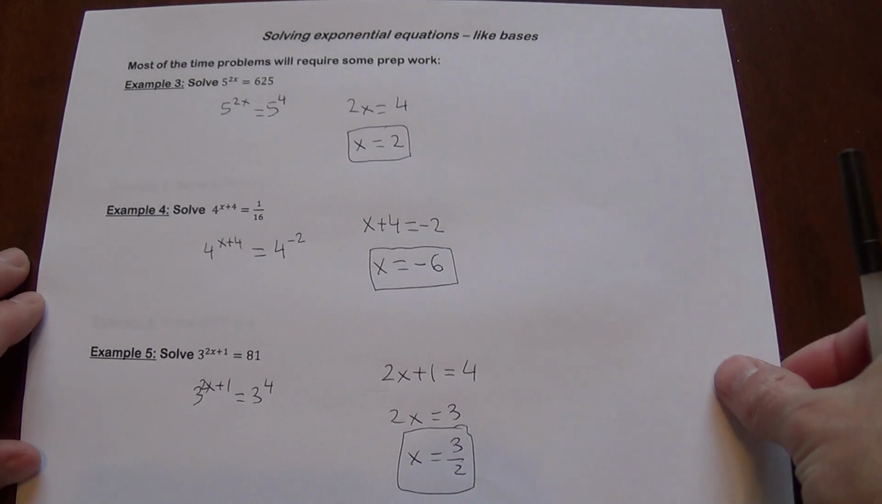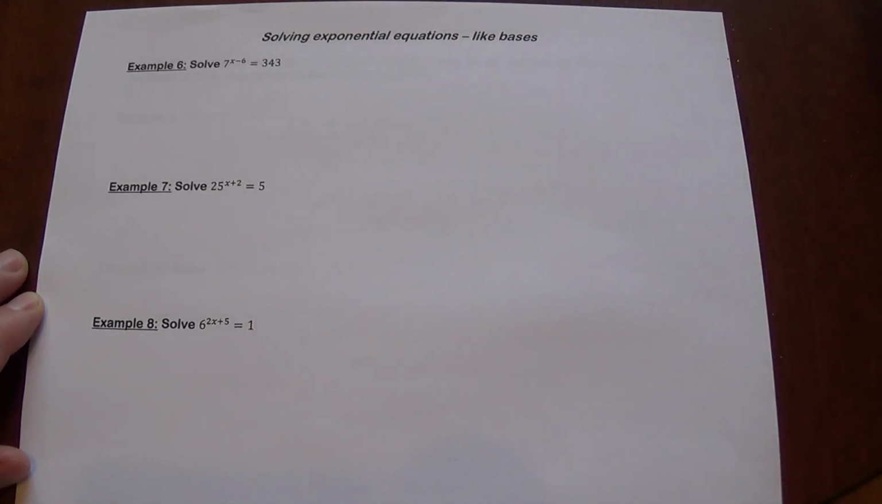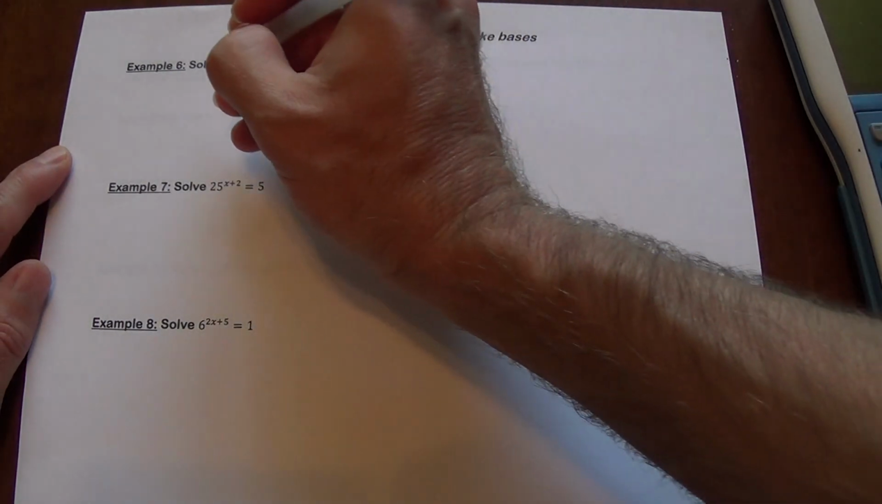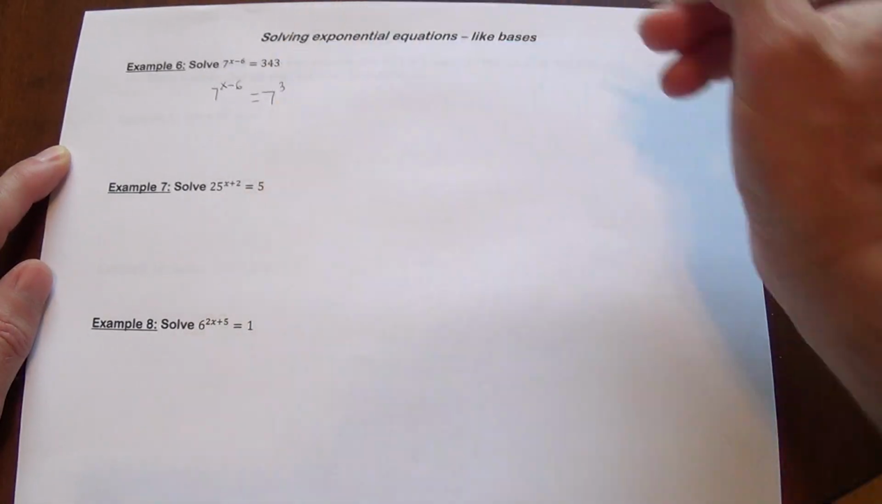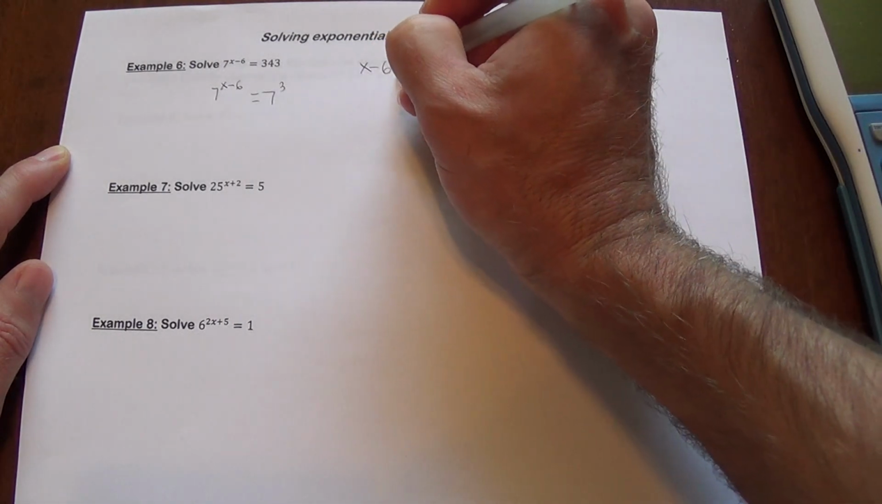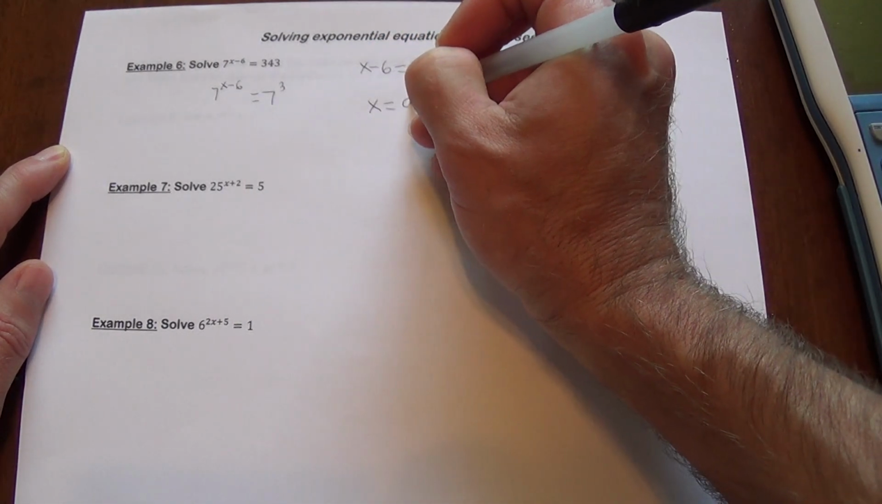A few more examples. 7 to the power x minus 6 equals 343. So 7 is not as familiar a base as 2 and 3 and even 5 are. But you can figure it out if you play with numbers. If you raise 7 to the 3rd power, you will get 343. So that means we can rewrite this side. This side is going to be 7 to the power x minus 6, and this side is going to be 7 to the 3rd. X minus 6 equals 3, x equals 9.